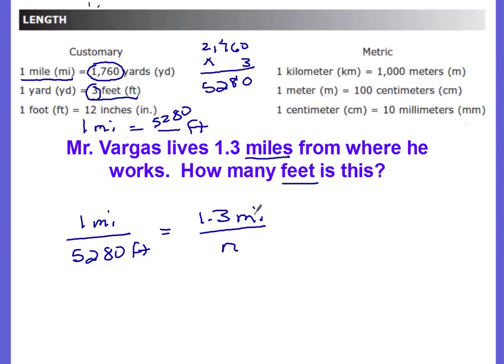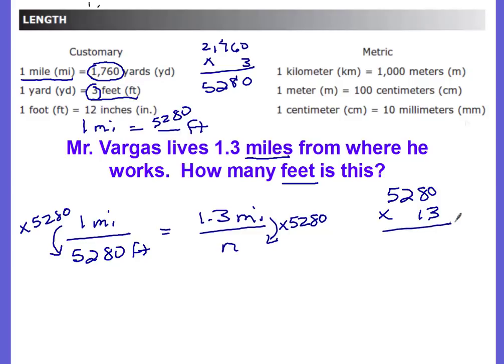Now we're going from miles to feet, from the known to the unknown, so we're going from the top to the bottom. So what is the scale factor? To go from 1 to 5,280, we multiply by 5,280. We do the same thing over here, multiply by 5,280. Again, we have a decimal value. So we take away the decimal, and this becomes 13. So we're going to multiply 5,280 times 13. Do the math.